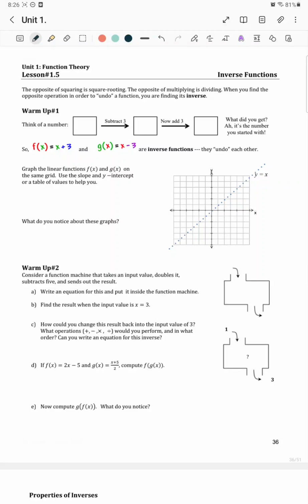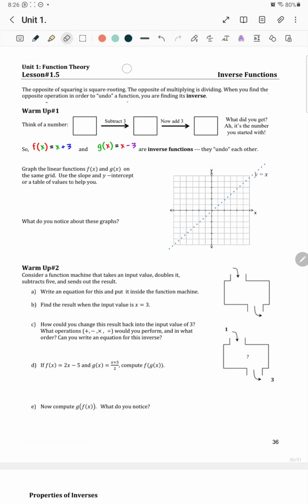So in this topic we're going to study about the inverse functions. The opposite of square is square rooting. If we need to take the square of a number like 2 square, the opposite of it is square root of 2. The opposite of multiplying is dividing: 2 multiplied by 2 is 4, so 4 divided by 2 is 2. When you find the opposite of an operation in order to undo a function, you are finding its inverse. So we are going to study about the inverse function.